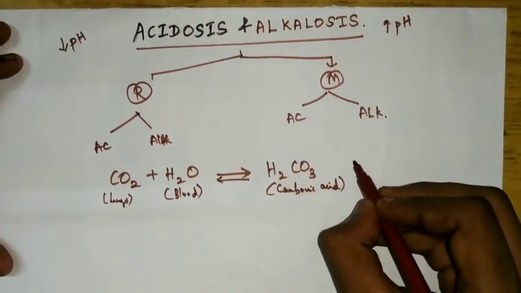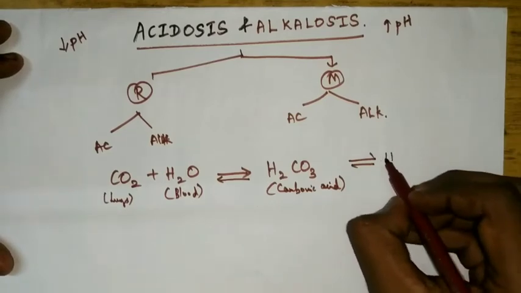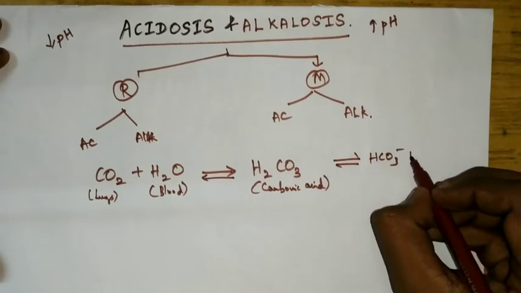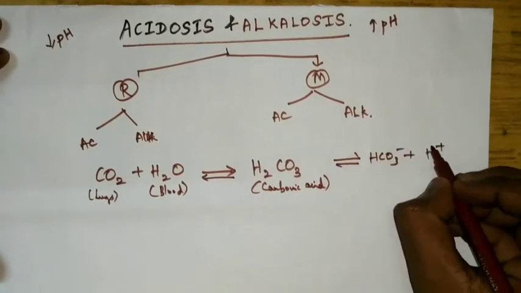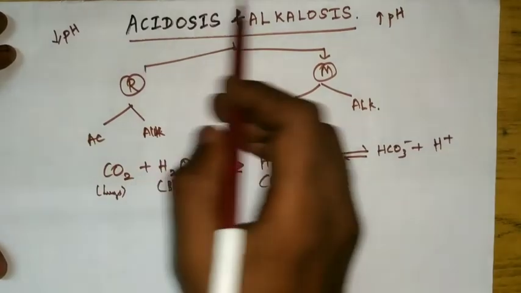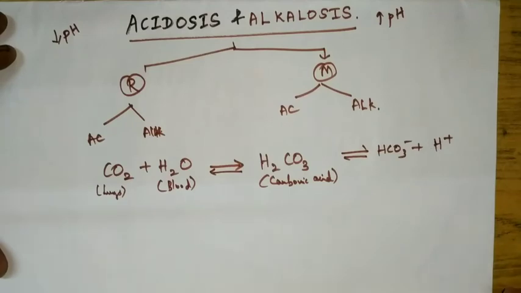So carbonic acid again disintegrates to form HCO3, which is bicarbonate, plus H plus ion. If you know this equation, the whole of acidosis and alkalosis can be easily sorted out. So let's start.